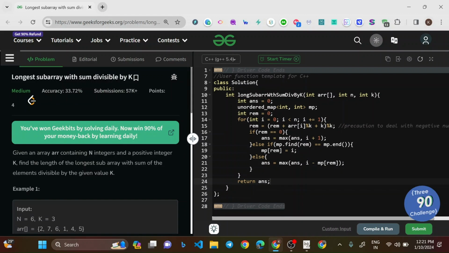This is the point that is a bit tricky: making sure the remainder does not go into negative numbers. We are only storing the positive numbers. And remainder equal to 0 is pretty common sense. If it is 0, that means the whole thing is divisible by k, so take that i plus 1, so that the exact number of elements are covered. If it is the first time you are visiting, store that index. Else, if it's the second or third time, make sure you subtract it and take the maximum length out of the answer. Okay, so that's it.